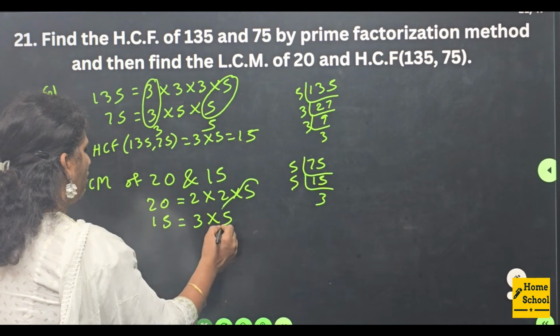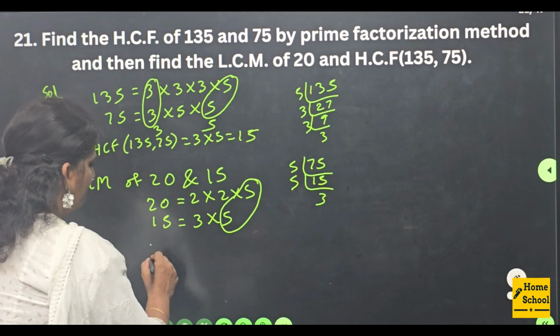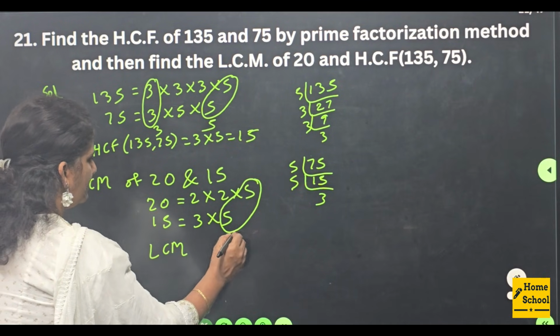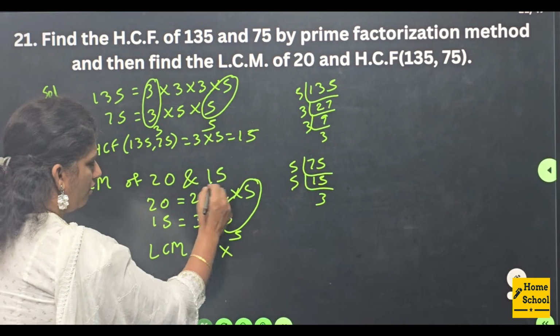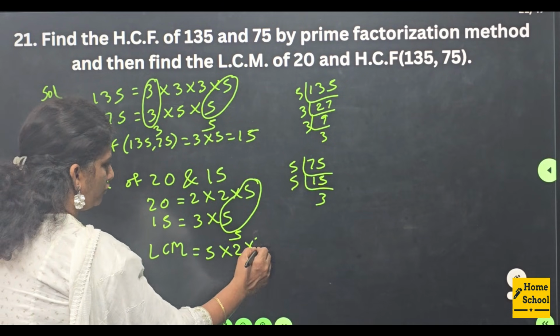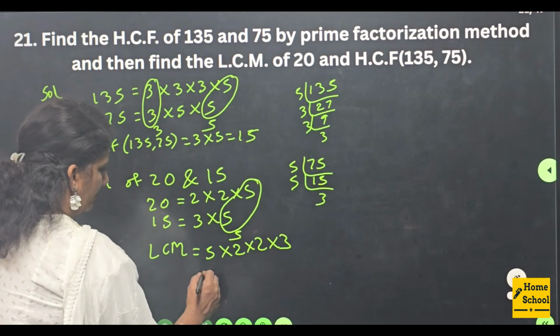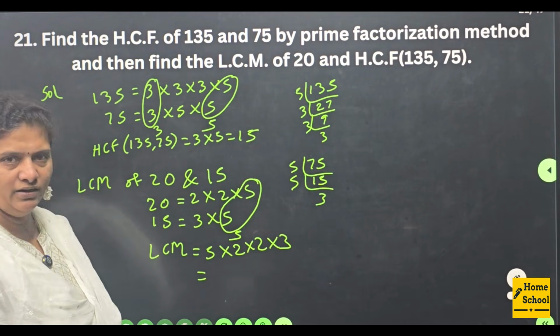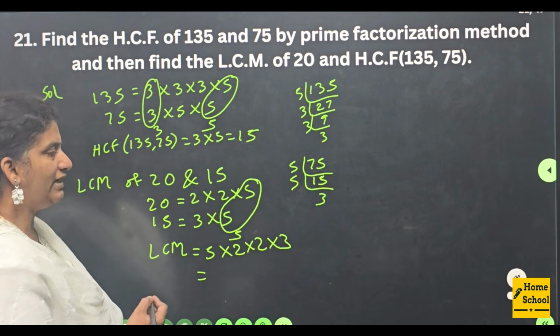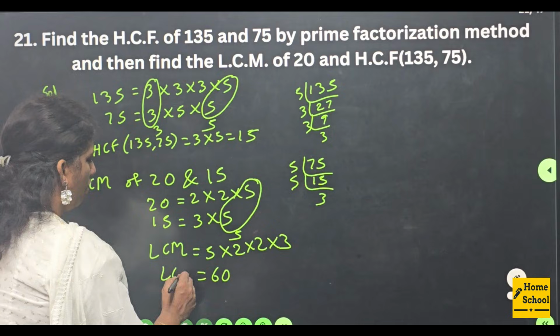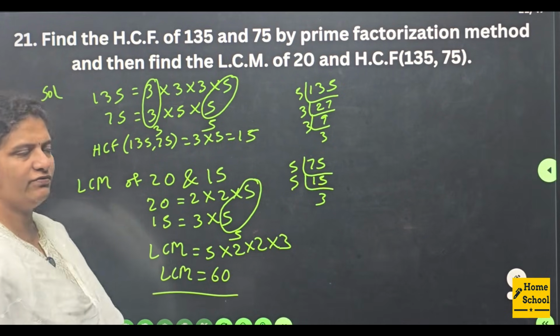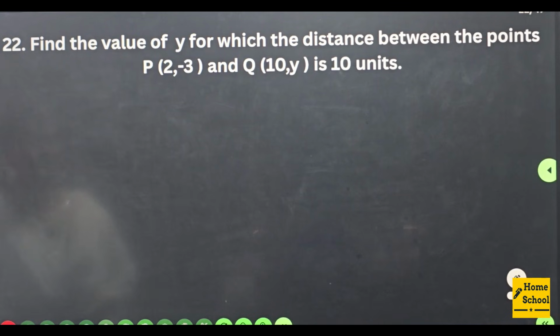Now which is common? 1 5 is common. Therefore LCM is equal to the common number written first, then write all the remaining numbers. 2 into 2 into 3, that is 5 2s are 10, 10 2s are 20, 20 3s are 60. Therefore LCM of 20 and 15 is 60.